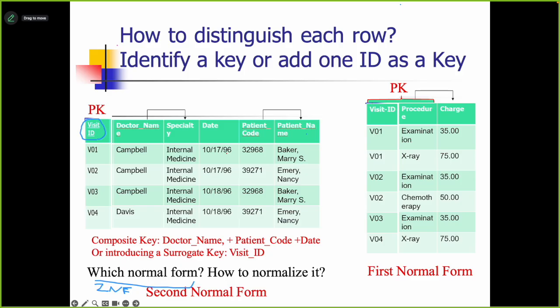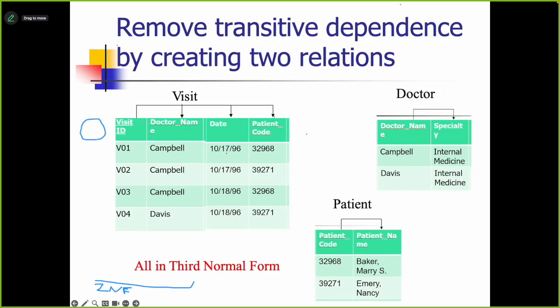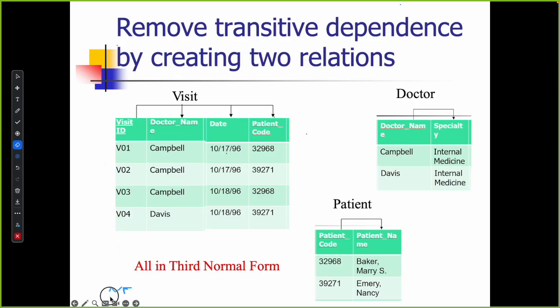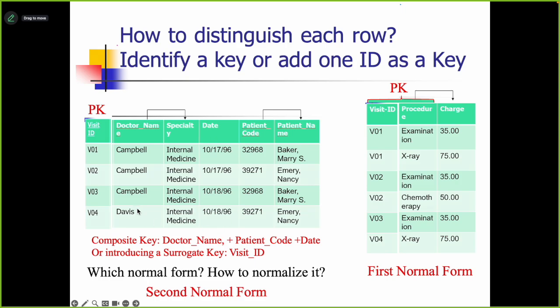Now, we said this table is in second normal form and this is in first normal form. So if in the exam I ask you to normalize until, for example, 3NF, it means that our work is not finished yet. So we still have to continue.